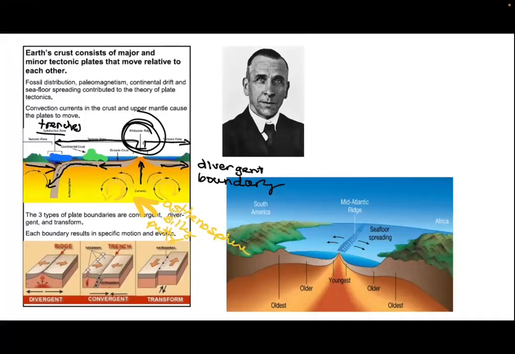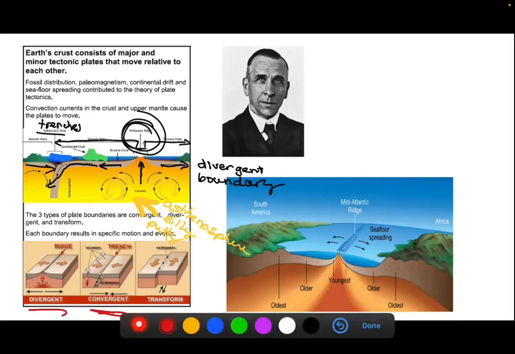There are three different types of plate boundaries, and we're going to talk about those in just one moment. We have our convergent, our divergent, and our transform. Do you guys remember the song that went with that? We're going to talk about that in a minute.